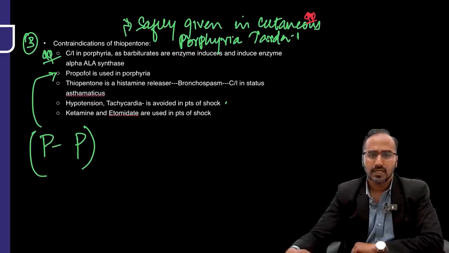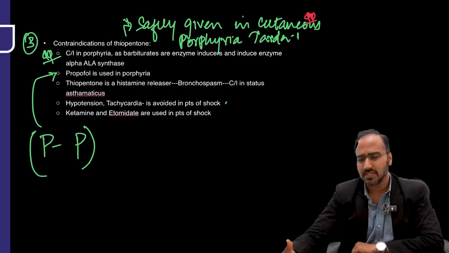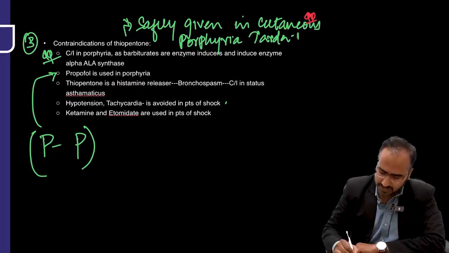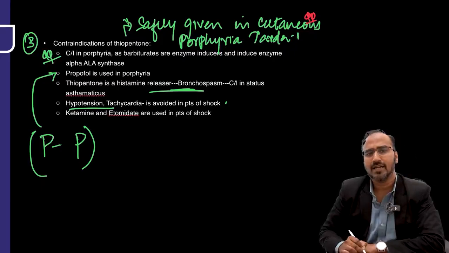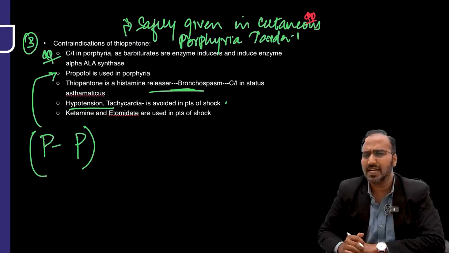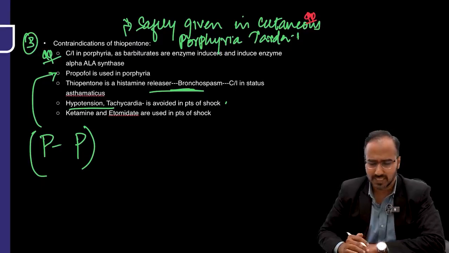Okay. So, contraindications we have discussed, right? 2-3 contraindications we have already discussed. Hypotension and shock are contraindications. In shock-like conditions, ketamine is the IV induction agent of choice. Okay, that we will discuss later.